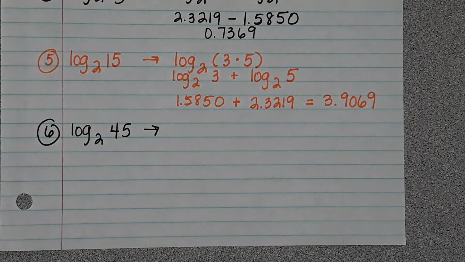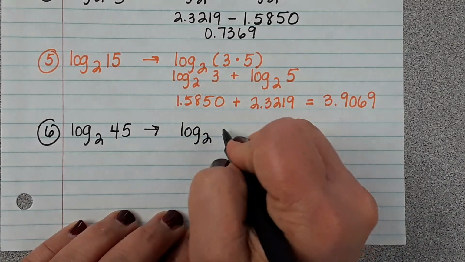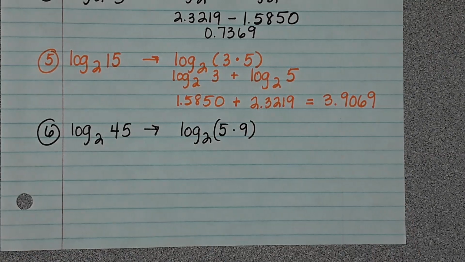Okay. So 45. The question is, can you rewrite it as a base? Like 3 squared, 3 to the third, 3 to the fifth. Can you rewrite it as 5 squared, 5 to the fifth? No. Nothing is going to give that to you. So next thing that you have to look at is, can I write it as a multiplication problem? How can I write it? So we're going to do log base 2 of 5 times 9. Again, it doesn't matter the order. I always put the smallest number first. It's just a preference of mine.